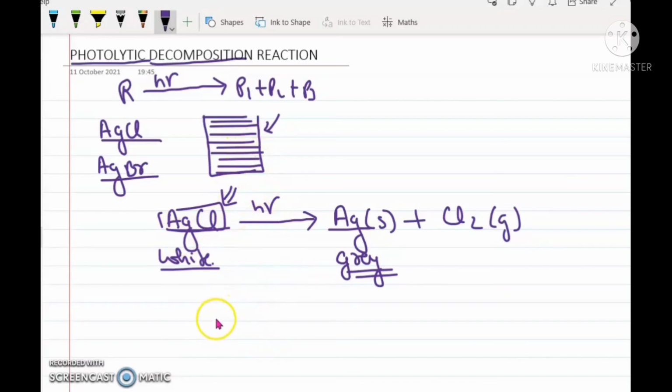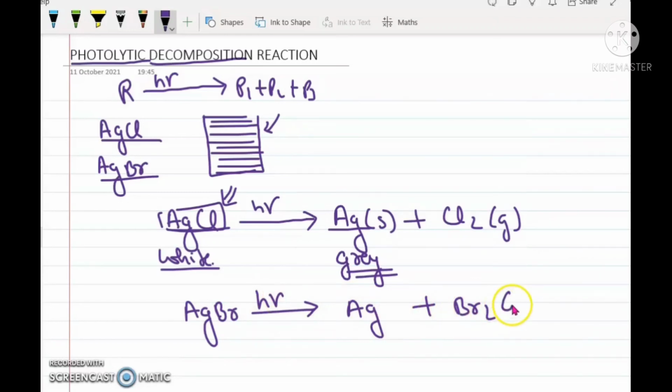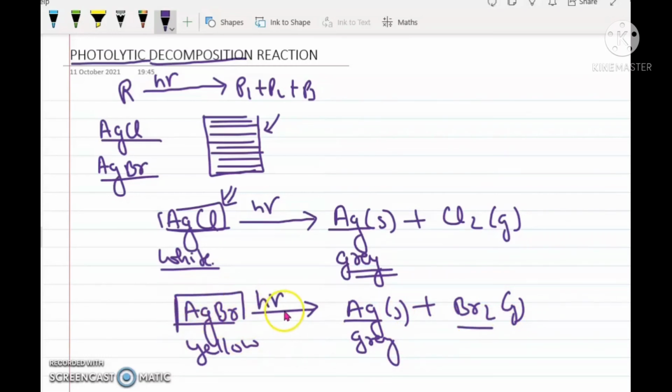A similar reaction you can see where AgBr, that is your silver bromide, when exposed to sunlight will again break apart into silver and bromine gas. Now AgBr is a yellow color solid, and it breaks down into gray color silver and bromine gas. So again it is left unusable after the exposure to the sun.